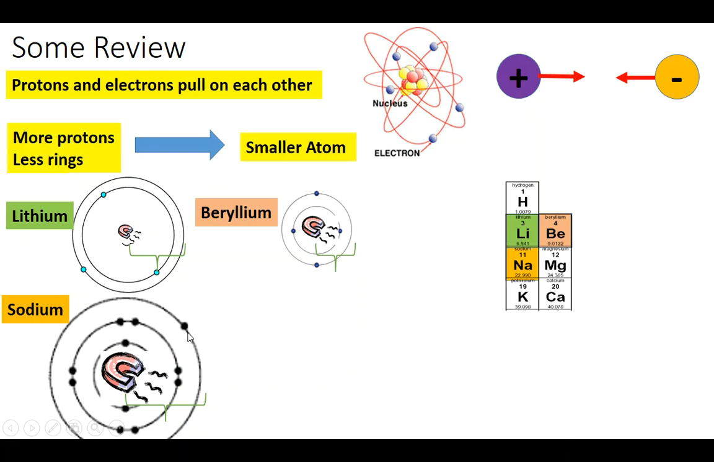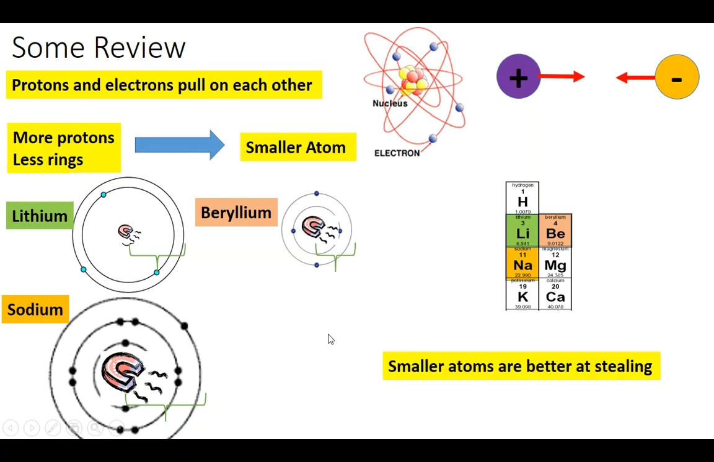However, because it has that third ring, whereas lithium only had 2, that third ring makes it even harder for that magnet to grab onto its outer electrons. So that last one spreads out a lot. So as you go down a column, that's up and down, things are going to get bigger as you go down because you're adding rings.